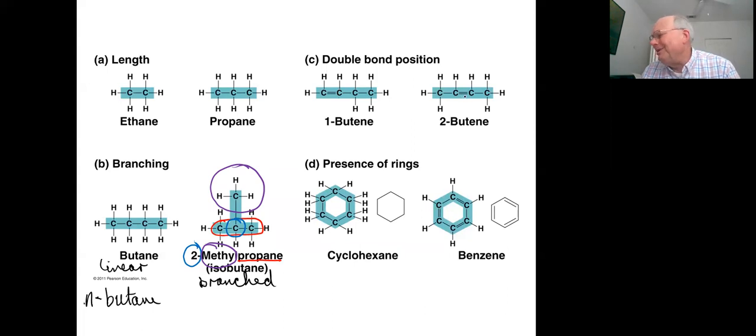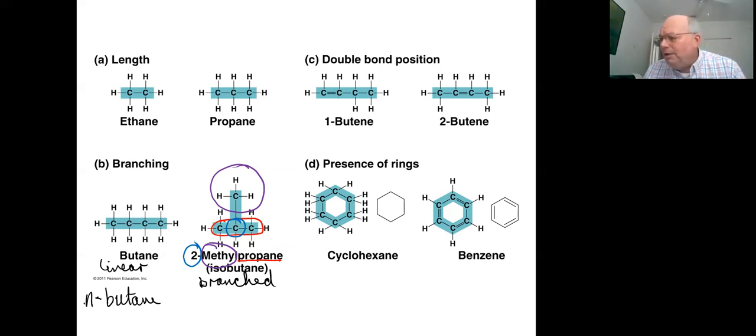In this case, it really doesn't matter whether we go 1, 2, 3, 4, or 1, 2, 3, 4. It's between carbons 2 and 3, but we call this 2-butene to indicate that the double bond is between carbon number 2 linking to carbon number 3. So again, the naming rules tell us something about the molecule, and we can decipher what the molecule looks like by understanding the naming rules.